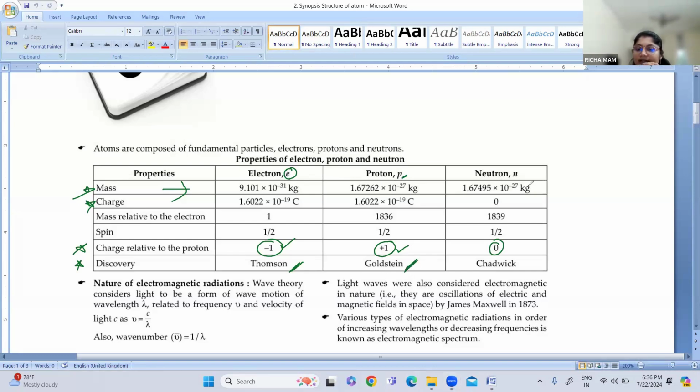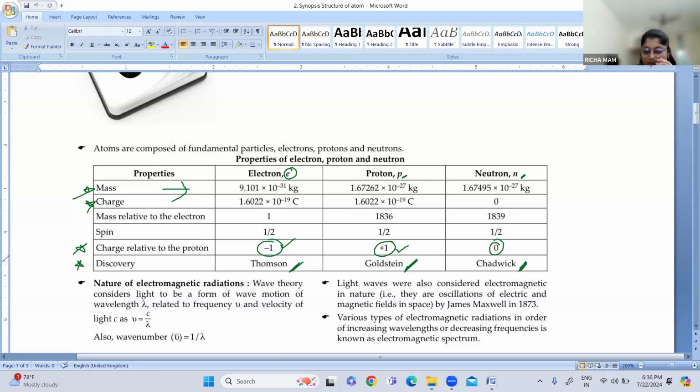He was a scientist. Next is neutron. It is represented by n, and it was discovered by scientist Sir Chadwick. Please remember these four things: mass, charge, relative charge, and discovery. I hope you have noted them down.